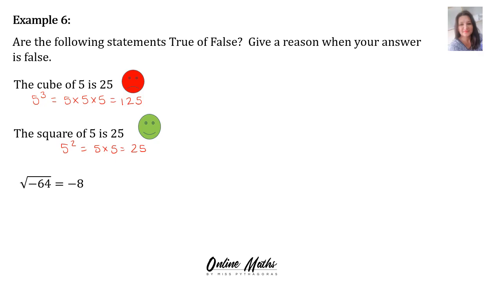The square root of negative 64 is negative 8. That one is false because you cannot take the square root of a negative. That one is non-real. The cube root of negative 27 is positive 3. That one is false. The cube root of negative 27 is negative 3.